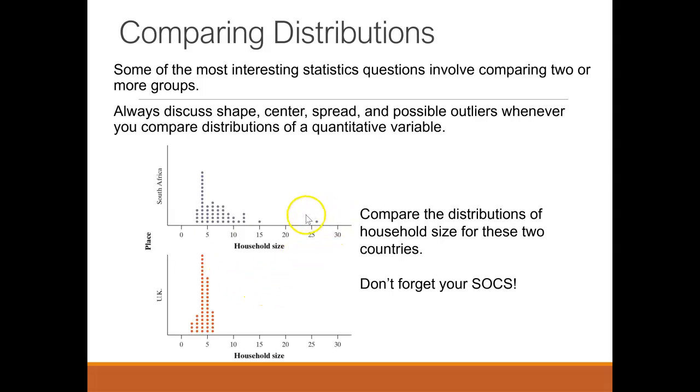Outliers. Well, this 26-person household certainly looks like a possible outlier to me. That's pretty far from the middle of our data. And then the spread: if I look here, this looks like 3 to 26, so the spread is about 23 for this one. And this is maybe 3 to 6, so the spread is 3 on this one. Everybody's okay?